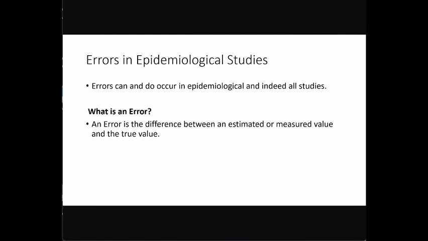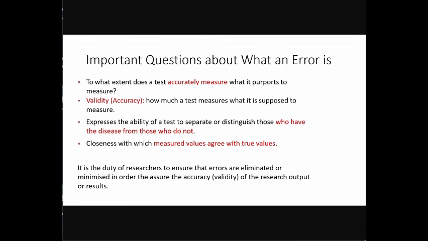So error can be estimated. Error is the difference between an estimated or measured value and the true value. But the interesting thing is that the true value is not known. Nobody knows what the true value is. In science, what we know is facts, not truth. It's only God that knows the truth. There's a difference between truth and fact. Only God knows truth. All right?